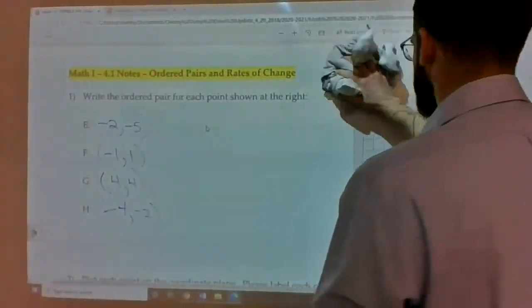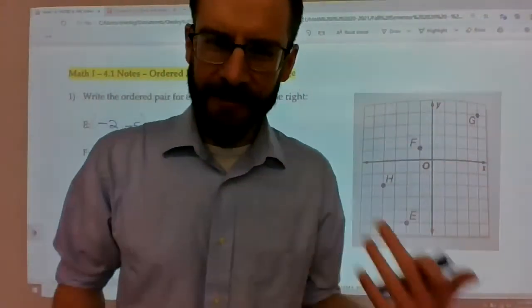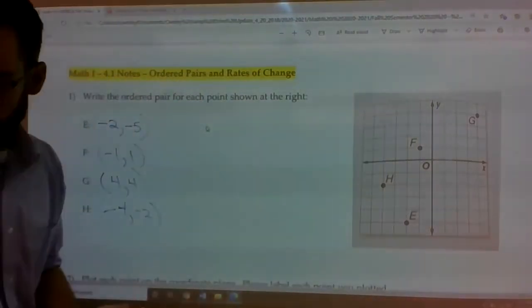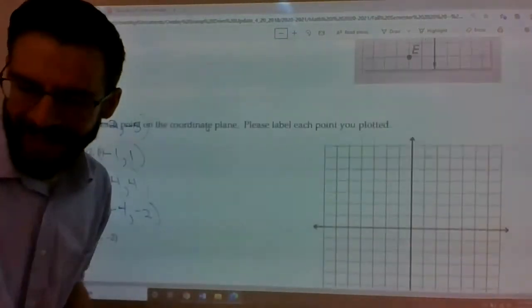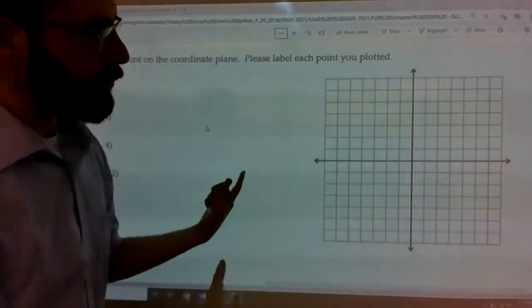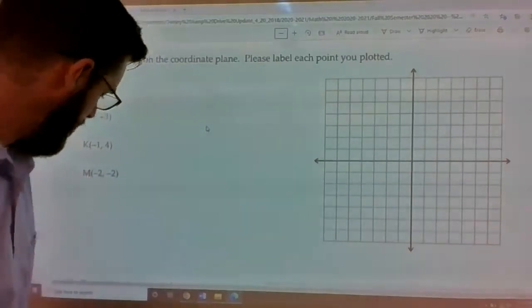So hopefully you guys are like, oh yeah, I remember seeing that back in 6th grade, maybe in 7th grade, maybe in 8th grade. And you're certainly seeing it right now. Now let's just do the opposite. What happens when you're given an ordered pair and you have to plot it on the XY axis?